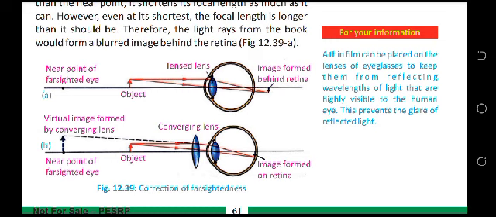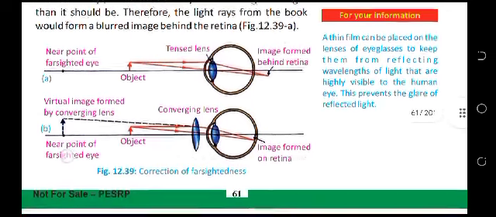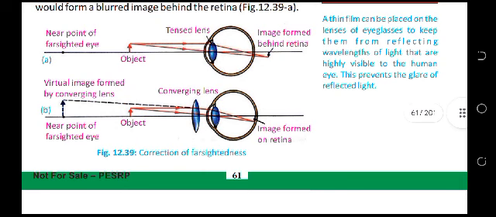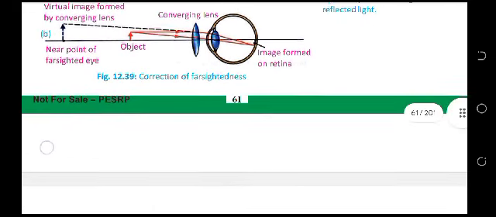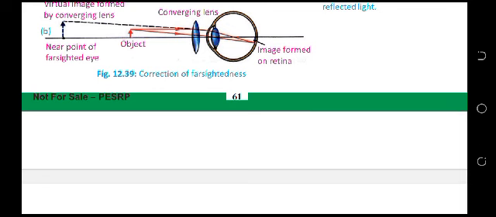For your information, a thin film can be placed on the lenses of eyeglasses to keep them from reflecting wavelengths of light that are highly visible to the human eye. This prevents the glare of reflected light, correction of farsightedness.